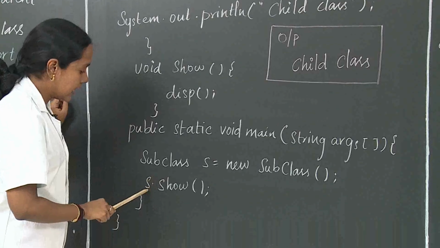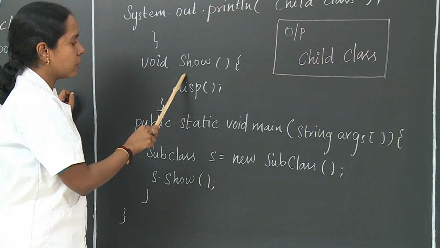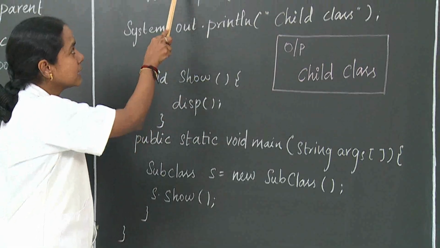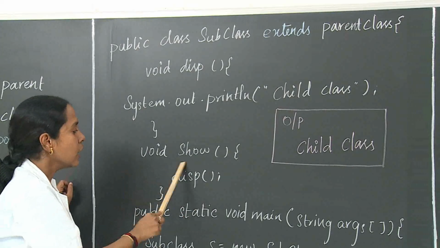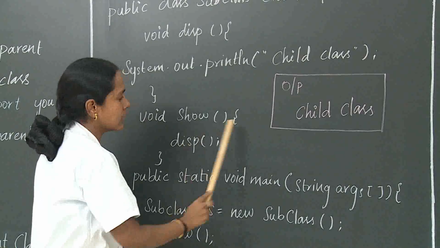So while calling s.show, it will go to the display method. Here the control goes to the subclass method itself. It will not go to the parent class method. So it just prints child class. The output of this is child class.